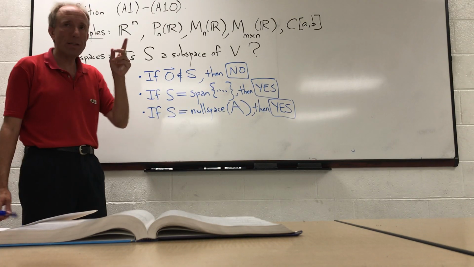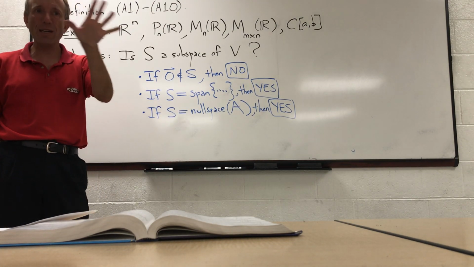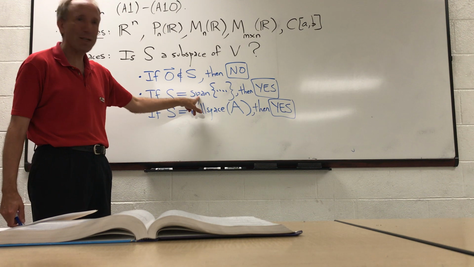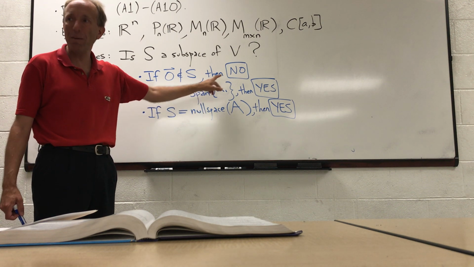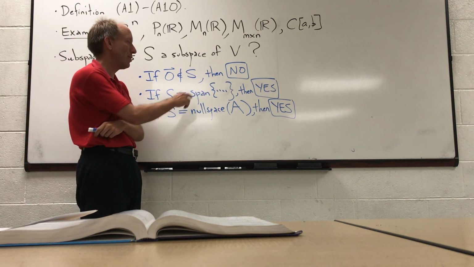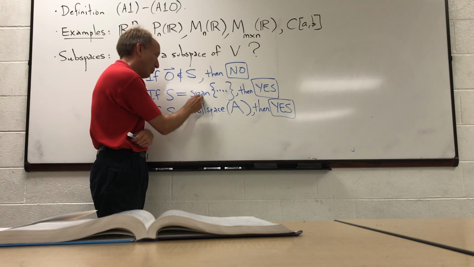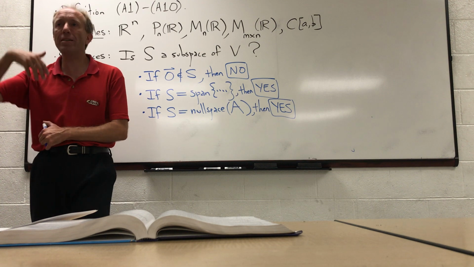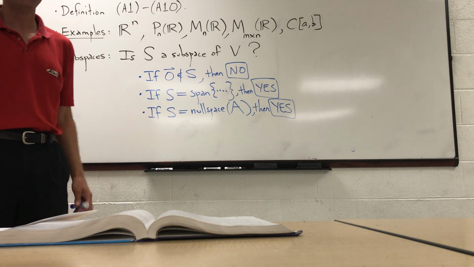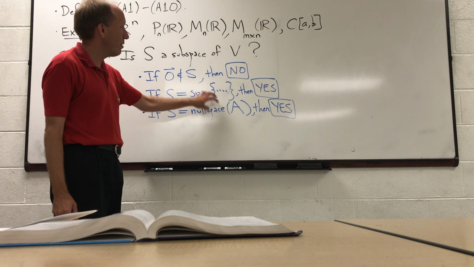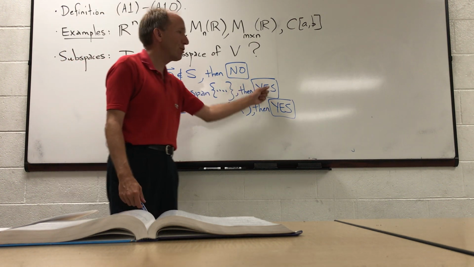By the way, we just recently were talking about row space and column space. Those are both expressed as the span of something, right? The row space of a matrix is the span of the rows of that matrix. That's a subspace. The span of the columns would be the column space. That's also a subspace. So we have those very familiar examples where you can just say yes right away.